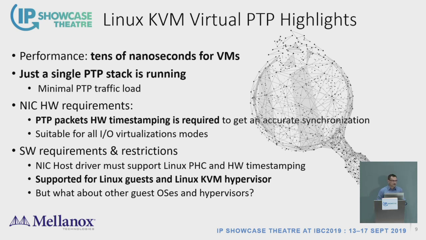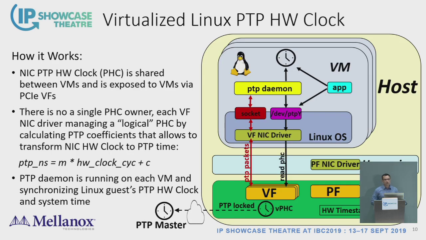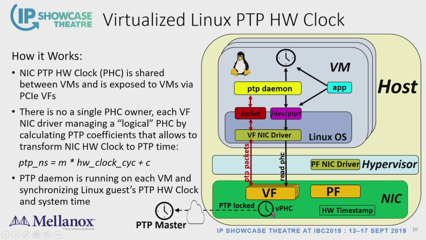So what about other hypervisors? Virtualized Linux PTP hardware clock. So what do we do here? We enable SR-IOV, so we have virtual functions associated with virtual machines. We expose through the virtual function the clock of the NIC directly to the virtual machine. On the guest, on the virtual machine, we are running a PTP daemon. For example, we are running a Linux operating system that supports hardware timestamping and PTP hardware clock. So this PTP daemon on each virtual machine can access the hardware clock of the NIC and use hardware timestamping because it has direct access to the hardware, and it can synchronize the clock of the guest in a very accurate manner.